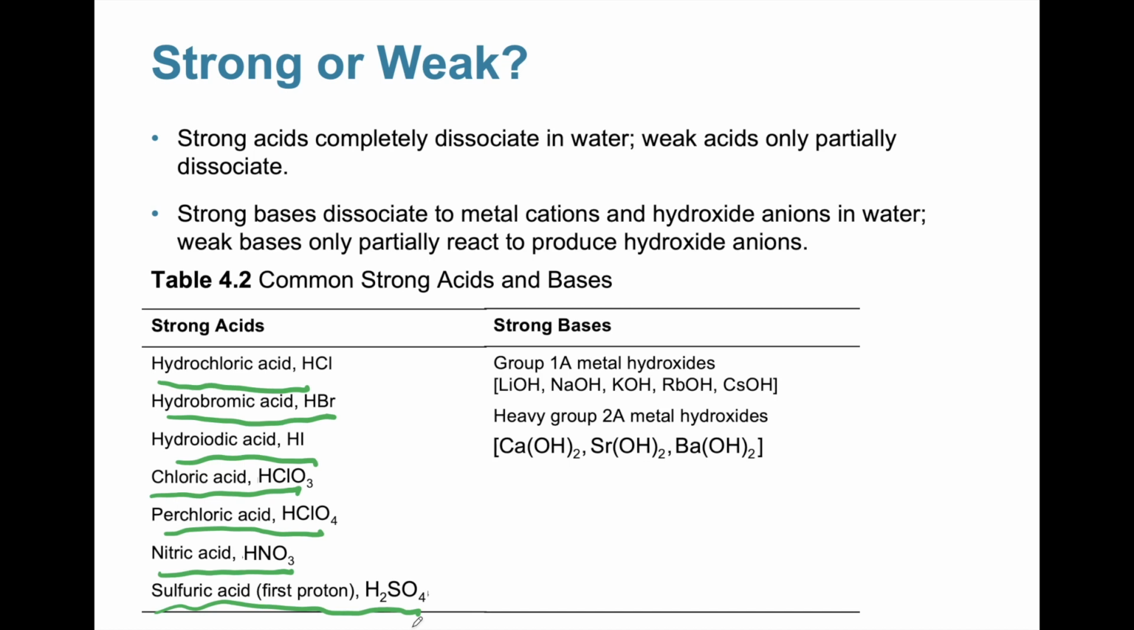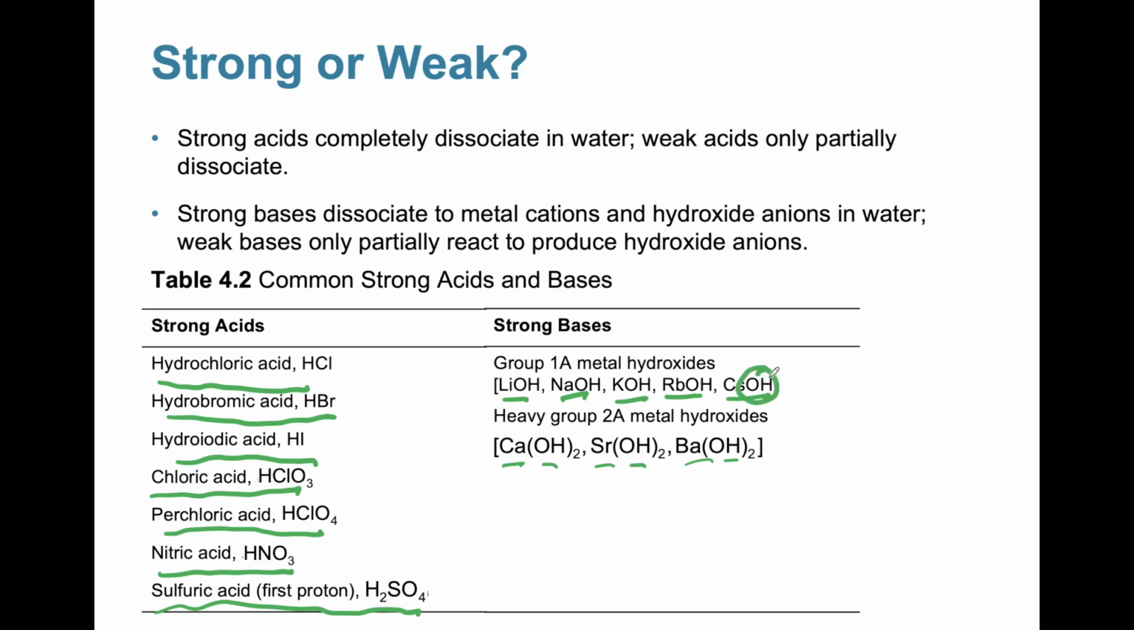And so there are also strong bases too. Any base that has lithium hydroxide, sodium hydroxide, potassium hydroxide, rubidium hydroxide, or cesium hydroxide, those are very strong bases. And then also calcium hydroxide, strontium hydroxide, and barium hydroxide. Those are also very strong bases. So notice that these are all hydroxides. They all have this OH right here.